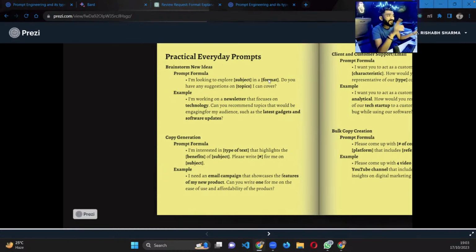Okay. And do you have suggestions on topics I can cover? So this is a formula that you need to tell ChatGPT: what subject you want to explore new ideas on, in what format you want to explore the new ideas, and what ChatGPT has for you.